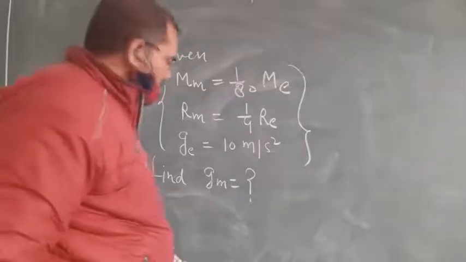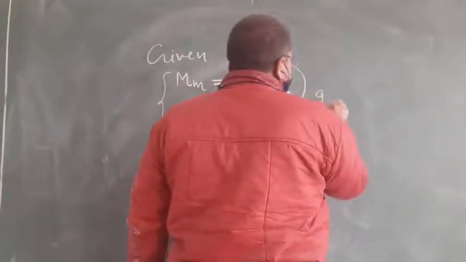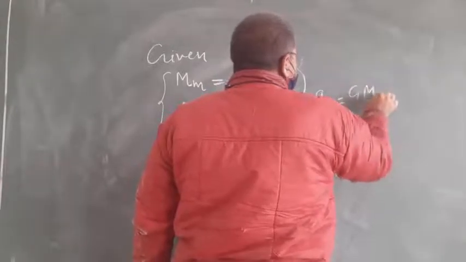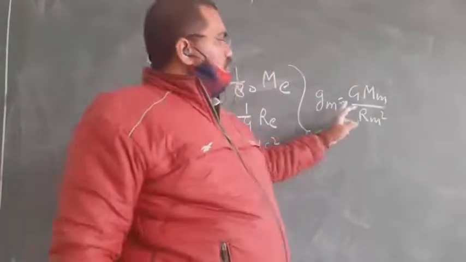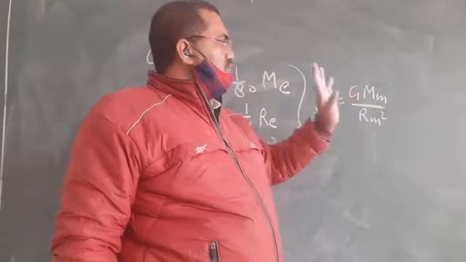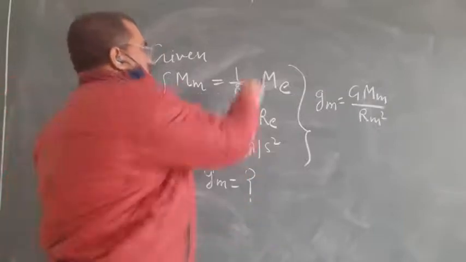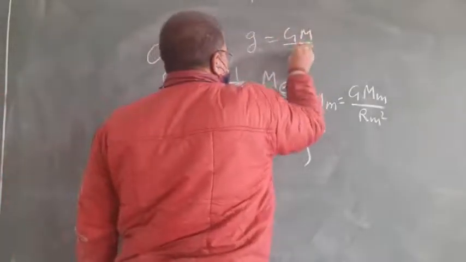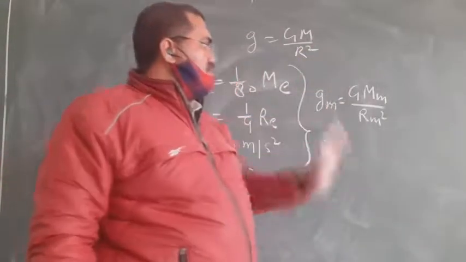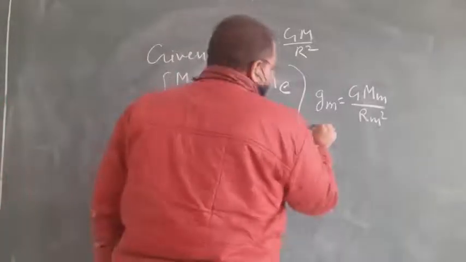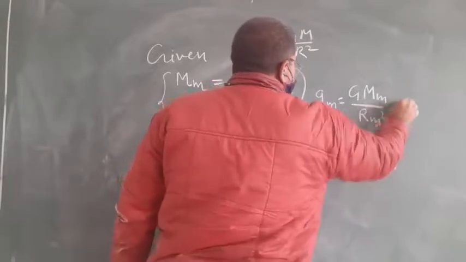So let's check it out. g moon equal to G mass of moon upon R moon square. This is the formula of gravity, g equal to G m by R square, the general formula. So for Moon, g moon equals G mass of moon upon radius of moon square. And g of Earth is capital G mass of Earth upon R Earth square. This is 1, this is 2.